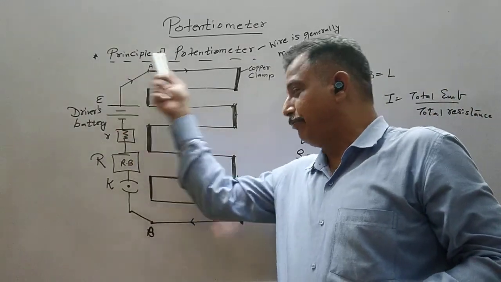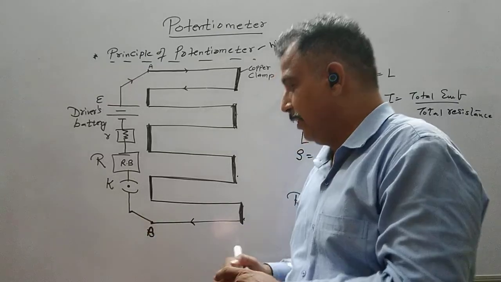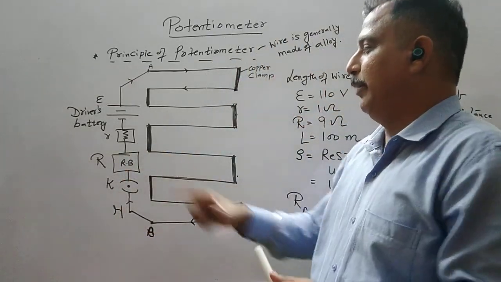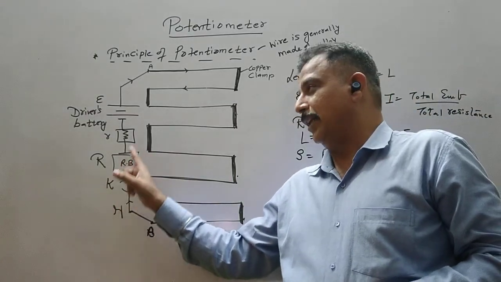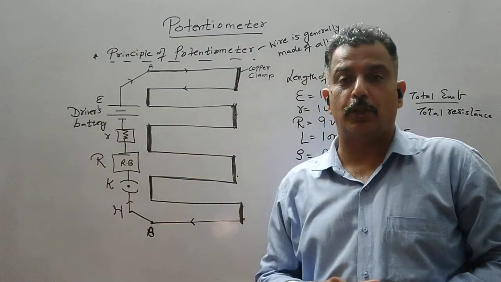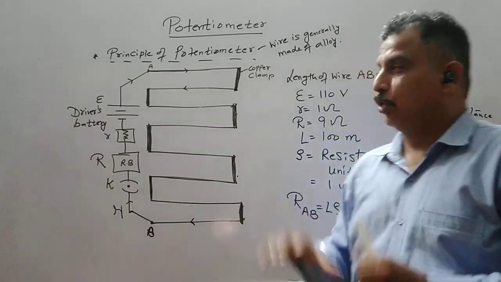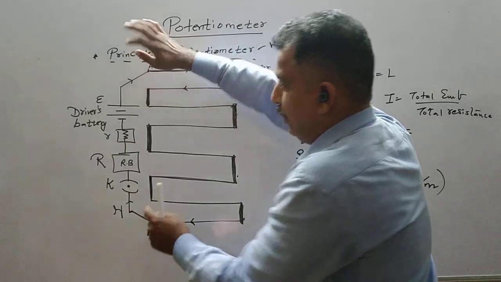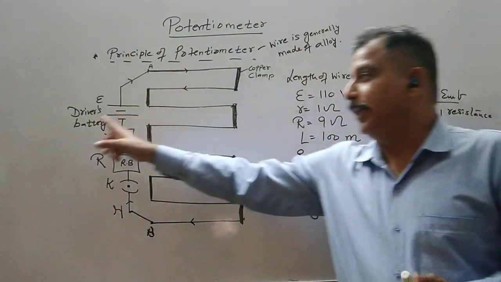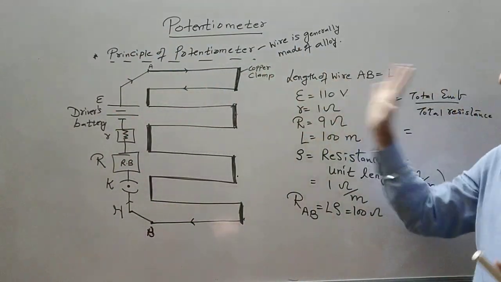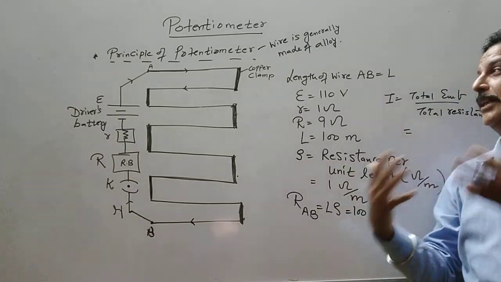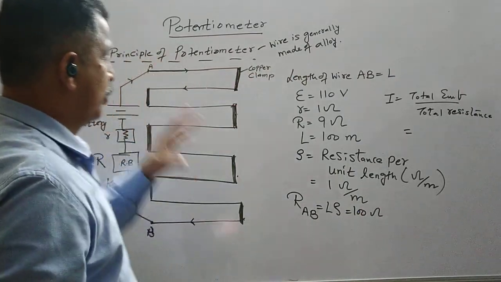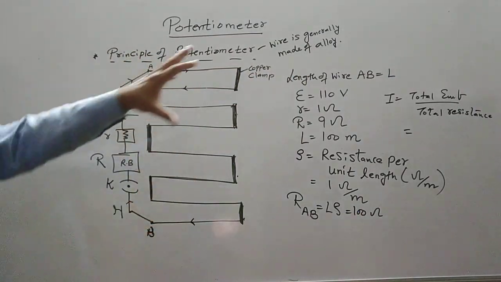So when current flows through this internal resistance, there will be a potential drop across capital R, and there will be a potential drop across small r. So the terminal potential difference, or the potential difference between these two wires, will not be equal to 110 volt, for example. So what would be that value? What will be the potential difference across points A and B? That you have to find out.